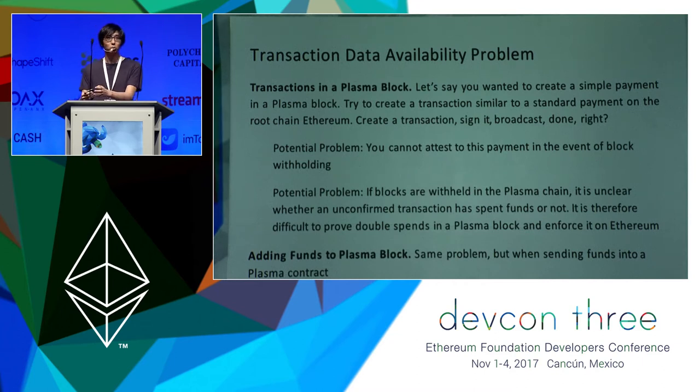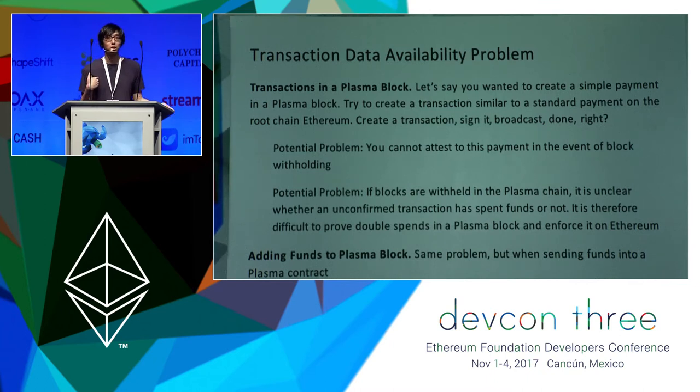And normally when an incorrect state is attested to, you just exit. But in this case, you may not have enough information to exit. So that's a problem that needs to be addressed within the context of data availability. And you're not sure if those funds are even spent even further, right? Maybe that transaction went into this Plasma block, and maybe later it gets withheld because it gets spent, a separate transaction spends it. So that could be a big problem.